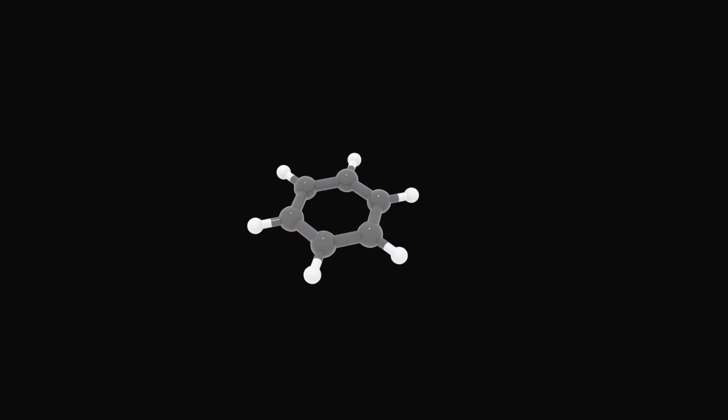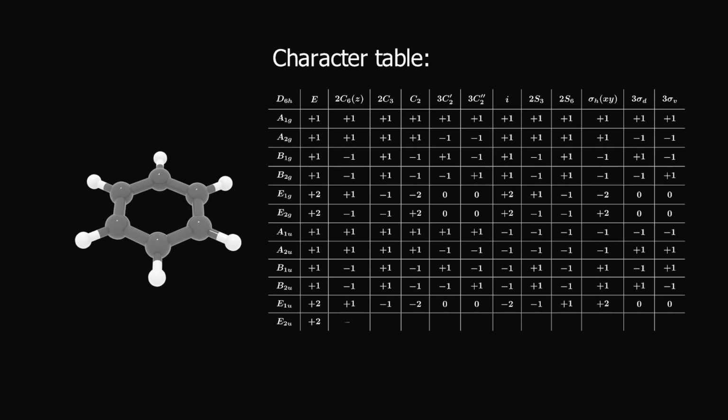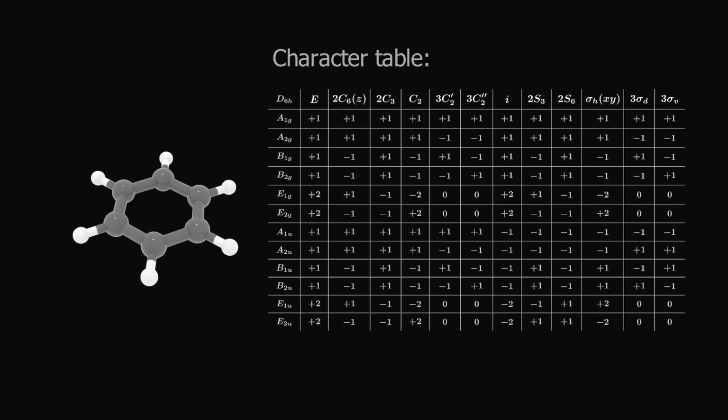Benzene belongs to the D6h point group, which means we can use the D6h point group character table to find out which symmetry operations can be applied to it. Our first task will be to understand and analyze the effect of each symmetry operation on our basis set.